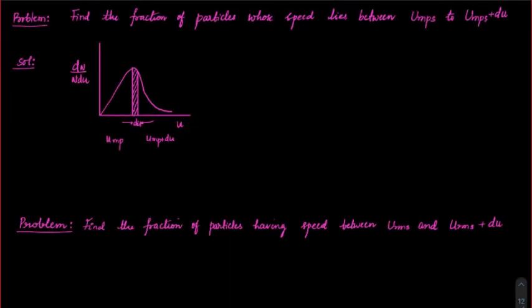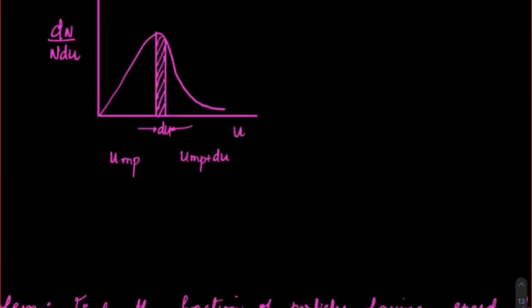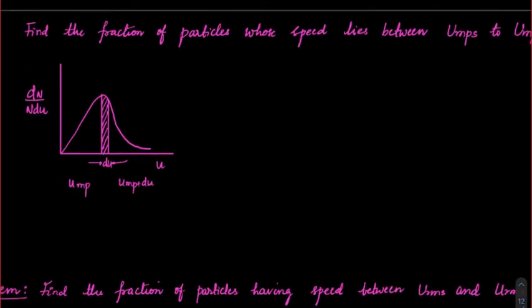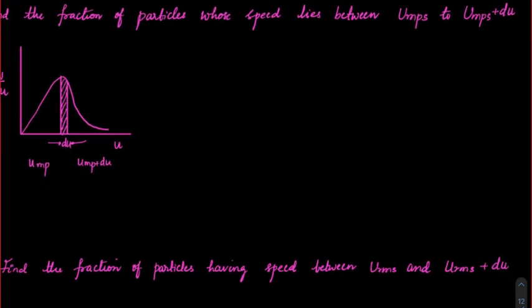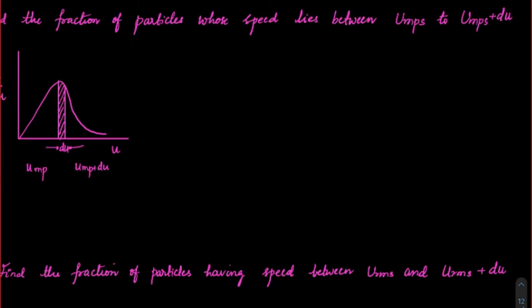So we need to find out the fraction of particles whose speed is between u most probable and u most probable plus du. For most probable, you know that when you plot the curve, this area at the most probable, whatever the small amount of change in that speed, which you can see here, would be the most probable part. So now we are trying to find out what is the fraction of particles whose speed lies between u mps and u mps plus du.